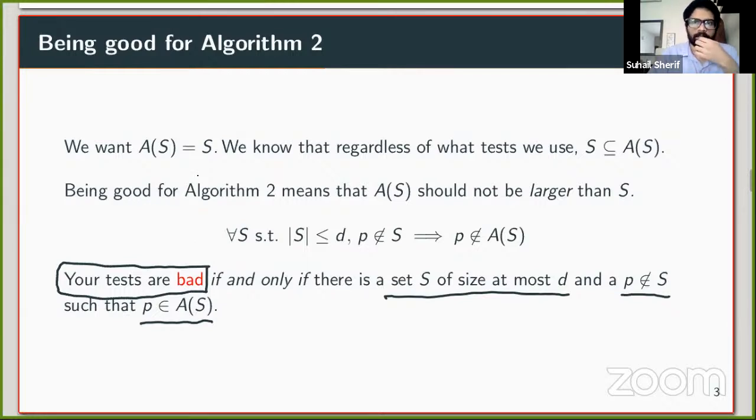Okay, so I just want to know if people have followed here. Suhail, do you want me to launch a poll? Yeah, I'm launching it. Okay, you're launching. So the question here is, how clear is this condition? When do we say that our tests are bad as far as algorithm 2 is concerned?